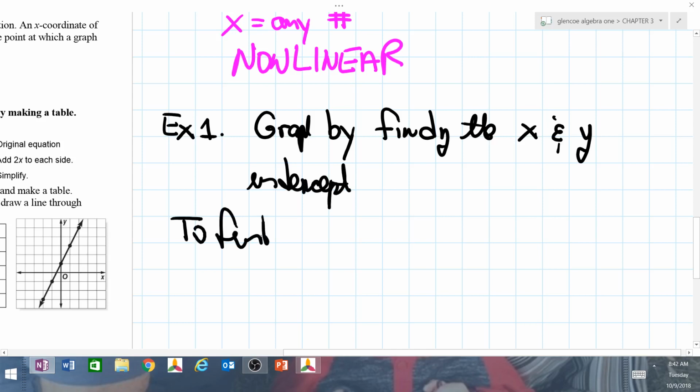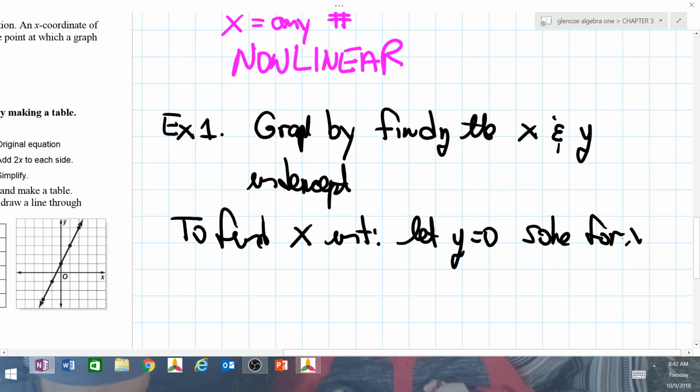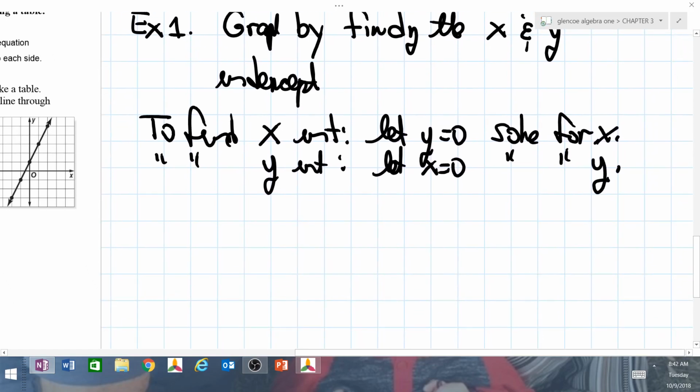So one more time. To find the x-intercept, let y equal 0, solve for x. To find the y-intercept, let x equal 0, and you solve for y. Okay, so here's our equation. 3x plus 2y equals 6.